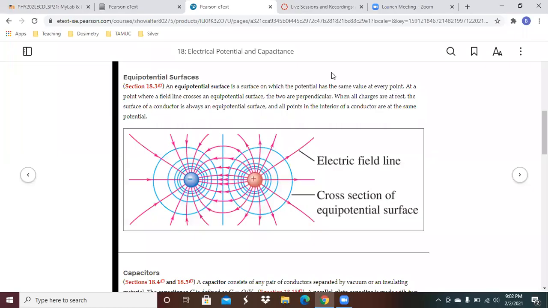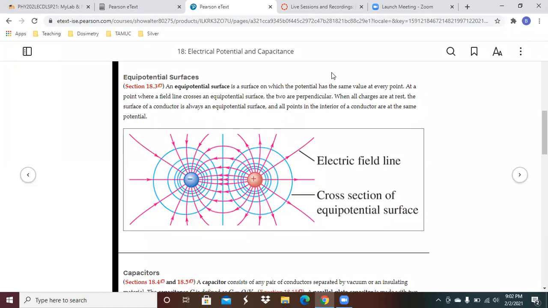In this lecture, we're going to discuss equipotential surfaces. This is going to be section 18.3. So the upshot of a lot of what's going on in this particular section is that an equipotential surface is a surface on which the potential has the same value at every point, hence the prefix "equip."